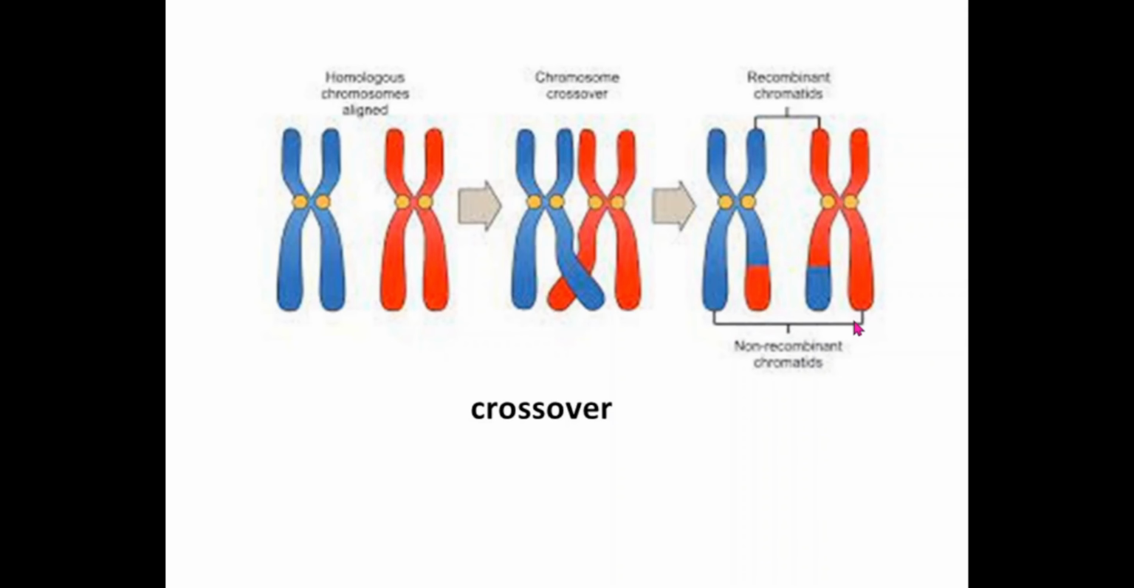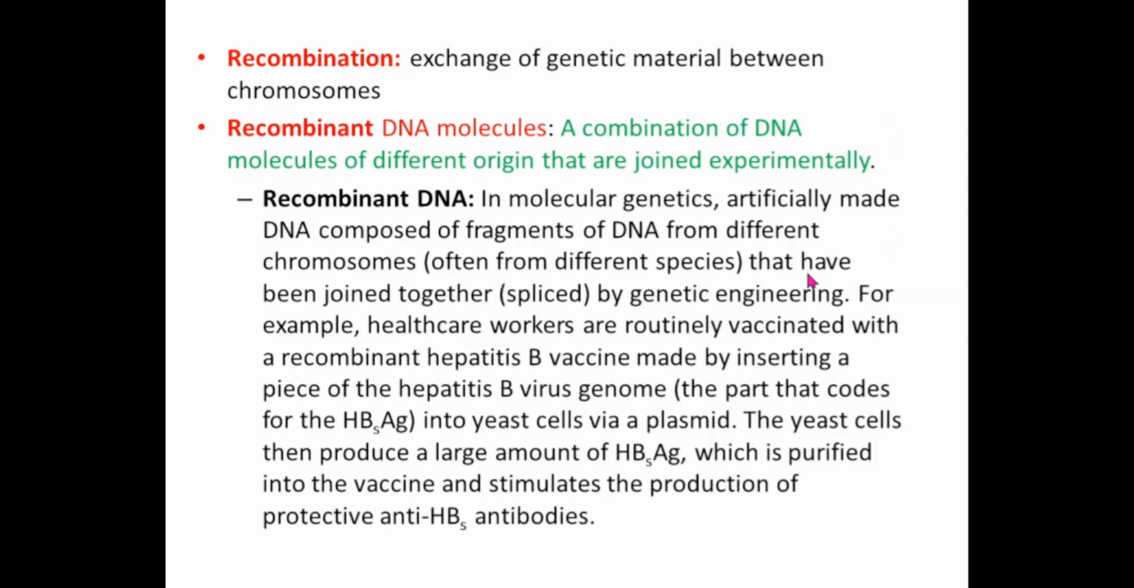Therefore, these chromosomes are what? The recombinant chromosomes. This chromosome is non-recombinant. These specific chromatids, this one is non-recombinant. This one is non-recombinant. This one is recombinant, and this one is recombinant. When we consider it chromatid-wise. So recombination is the exchange of genetic material between chromosomes by crossing over.